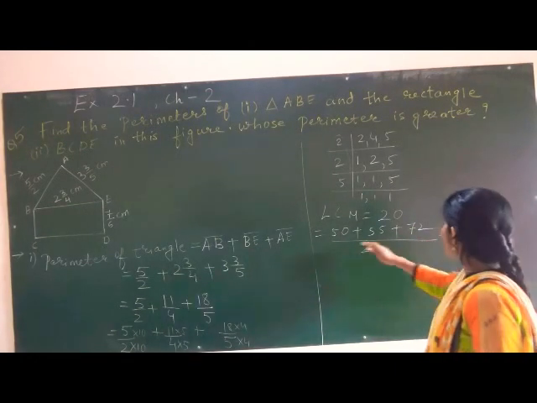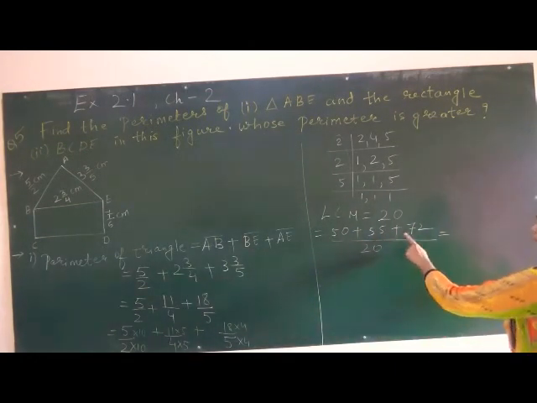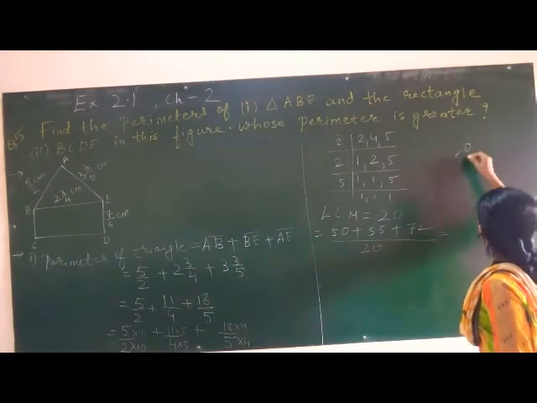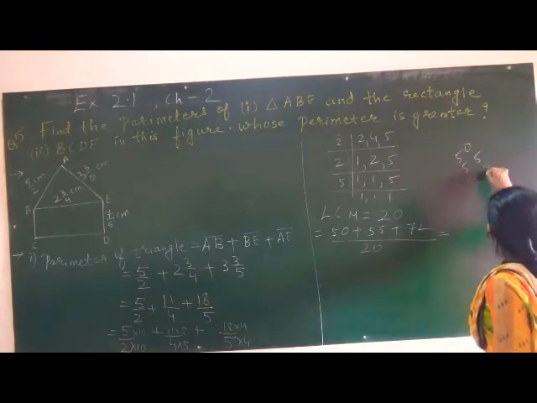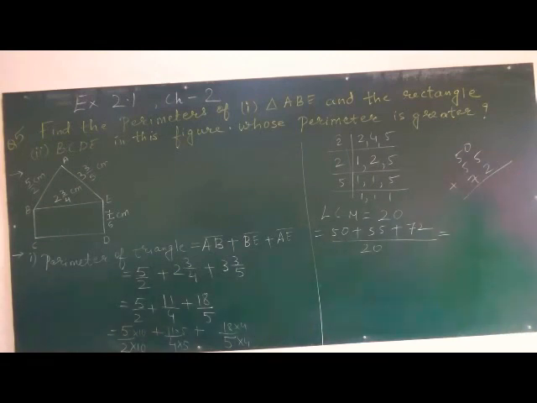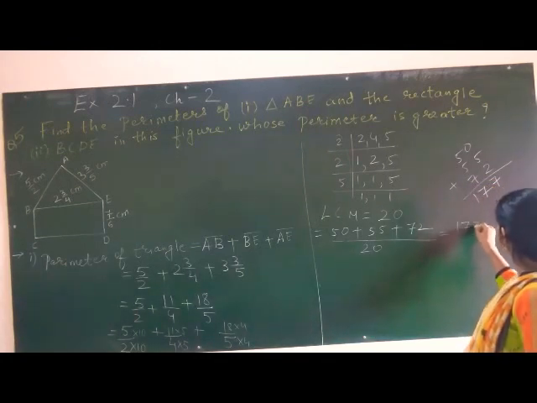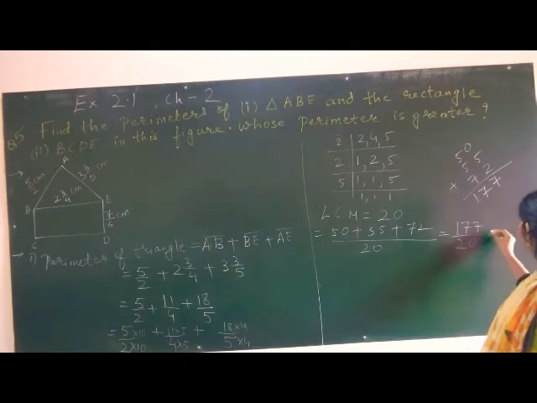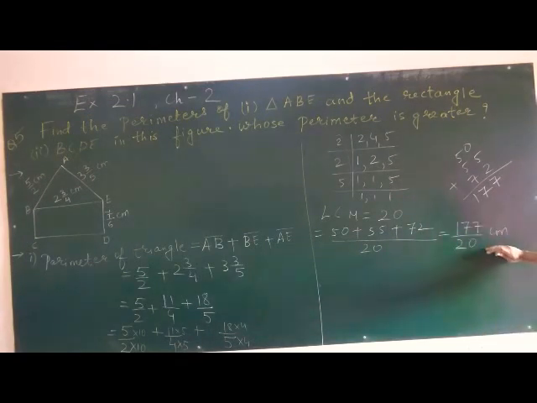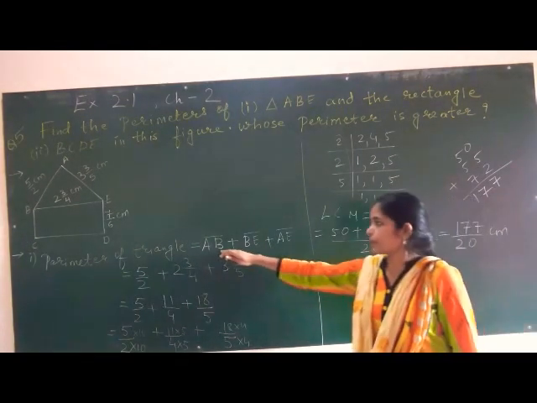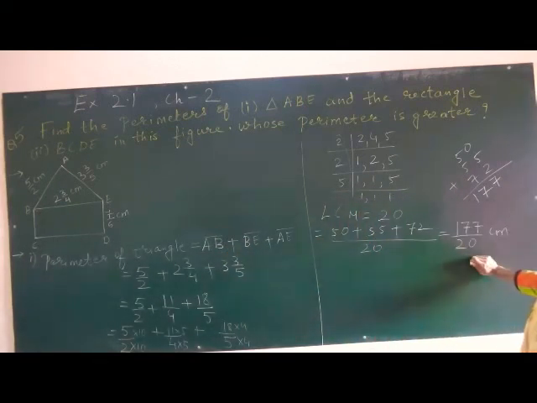Now we will add these 3: 50, 55 and 72. So 5 and 2 will be 7, 5 and 5 is 10, and 7 is 17. So 177 upon 20 centimeter. This is your perimeter of the triangle. Okay, so the perimeter of the triangle is done.